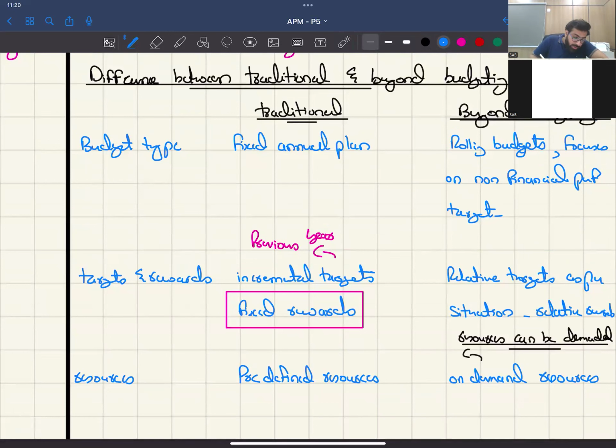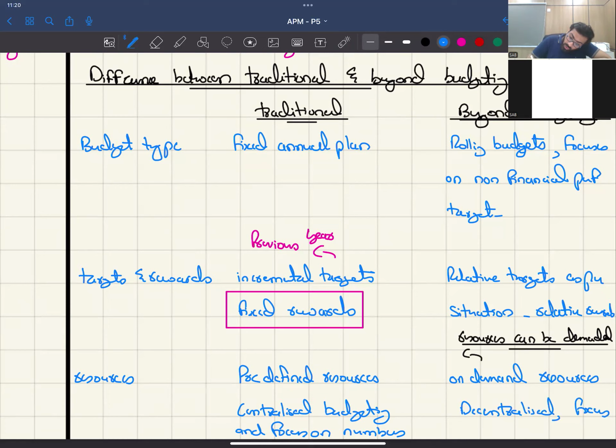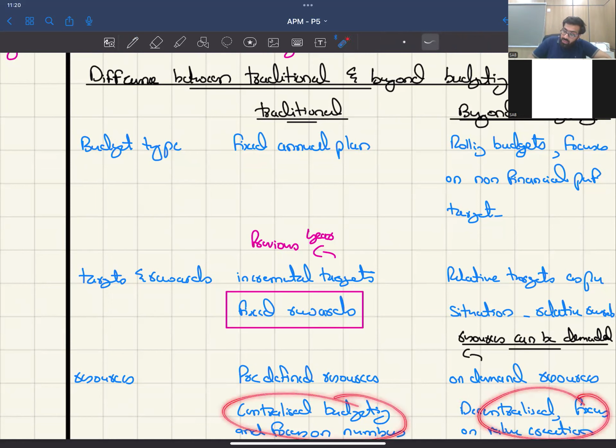Similarly, traditional budgeting is more of a centralized budgeting, a consolidation, with a focus on numbers, right? And if I talk about beyond budgeting, it's more decentralized, and rather than focusing on numbers, it focuses on value creation, right?